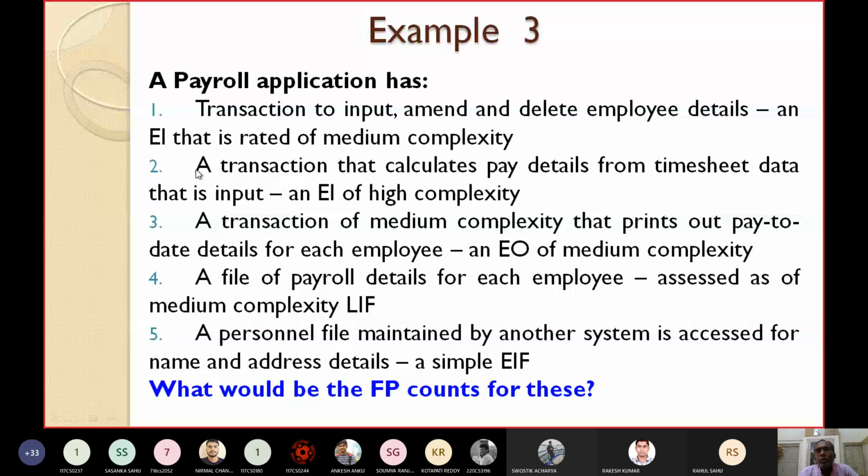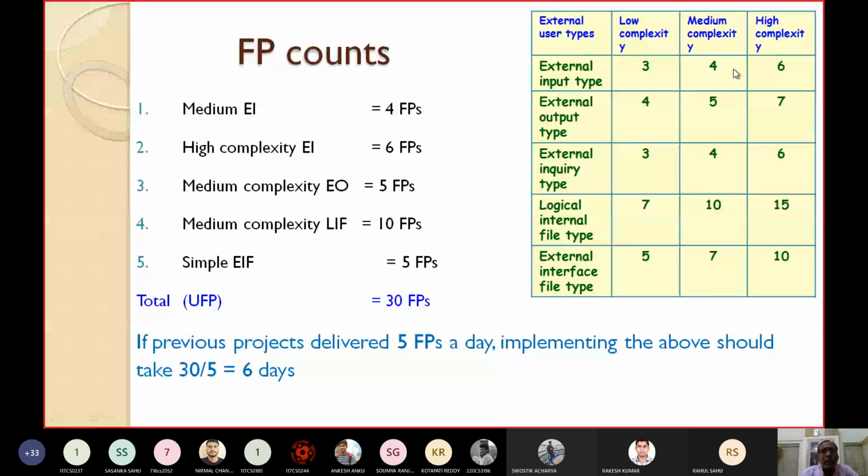This is the table I have reproduced here for your understanding. You can see the medium and high complexity EI. First input is medium, second complexity is high. So what will the values be? For external input, medium is 4 and high complexity is 6. So medium EI is equal to 4 FPs, high complexity EI is 6 FPs.